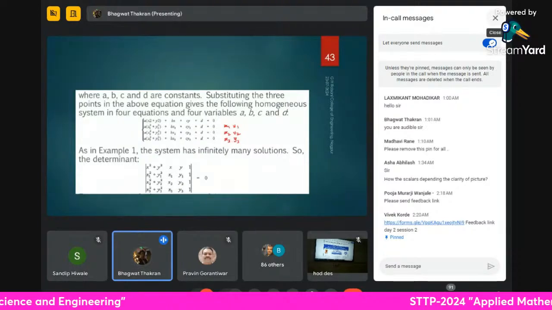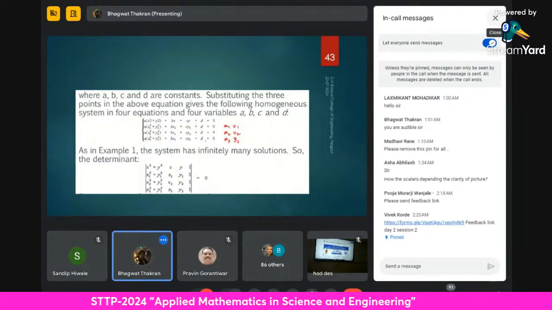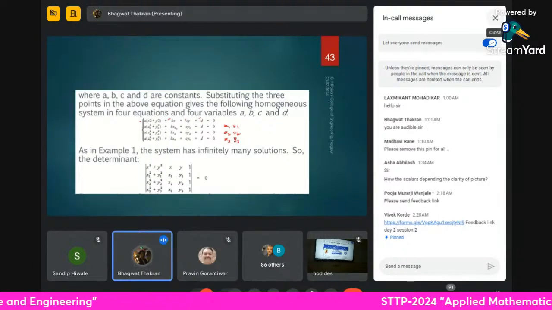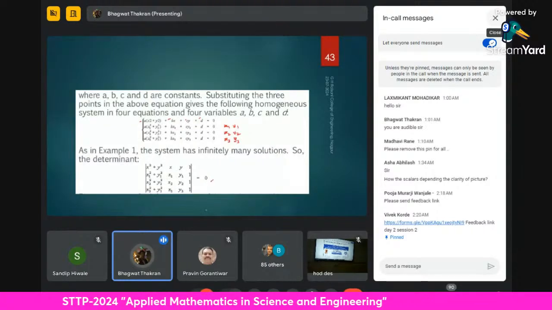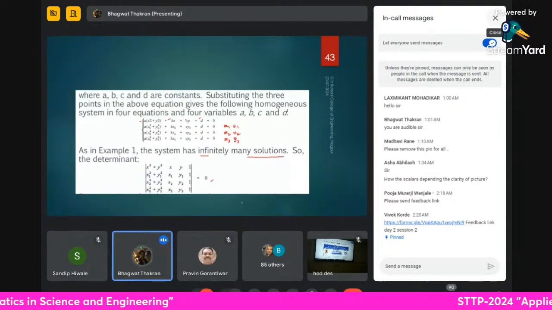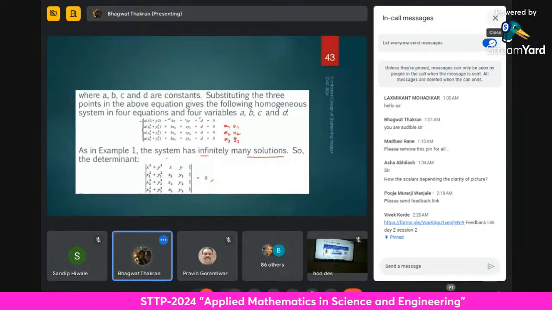And again, these four equations will have infinitely many solutions. Why will they have infinitely many solutions? Because all these four equations have the same coefficients a, b, c, d, and they are the unknowns. So we'll take its determinant to be equal to 0. If I have infinitely many solutions, then the determinant directly becomes 0.